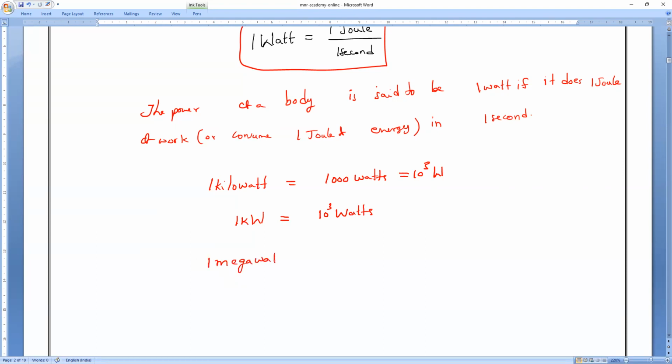You can notice electricity and all, they will measure like this only: gigawatts of power, megawatts of power. 1 megawatt is 1,000,000 watts, which is equal to 10 power 6 watts. So I will write it as 1 capital M capital W, equal to 10 power 6 watts.